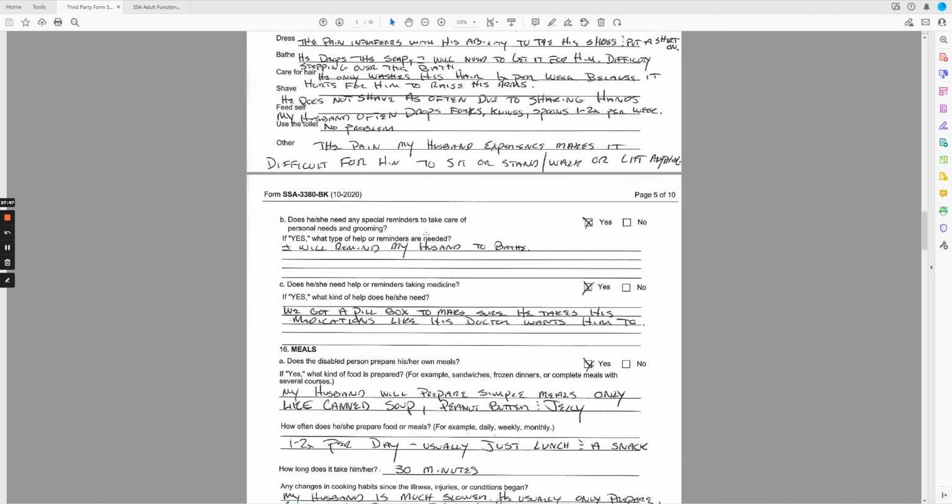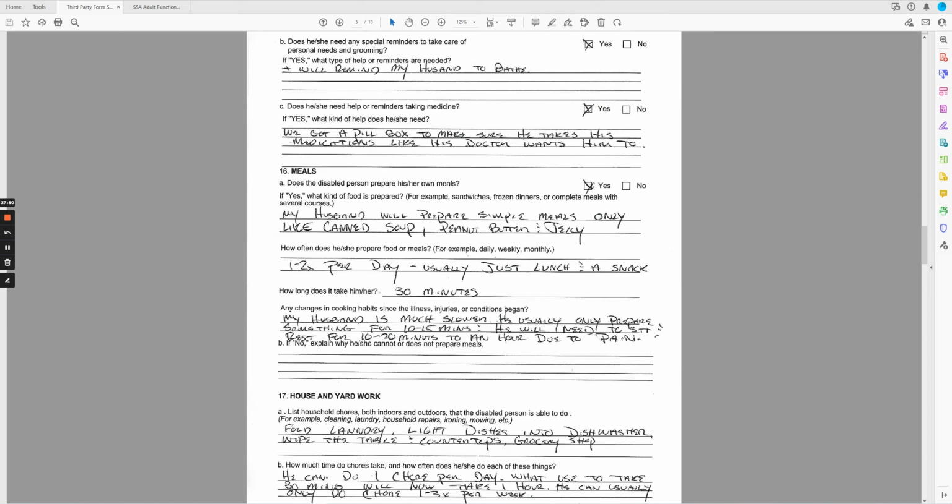And so why do they ask about meals? Because meals require the ability to lift. Sometimes judges know that a gallon of milk weighs about 8.5 to 9 pounds. A full gallon of milk. They know how long it typically takes a person to do dishes, and they want to know because we're trying to prove that the way you live your life is consistent with all the reasons you say you can't work. So if you're in the kitchen prepping big Thanksgiving dinners every night, then that's going to stand out. So here, my husband will prepare simple meals only, like canned soup, peanut butter and jelly sandwiches.